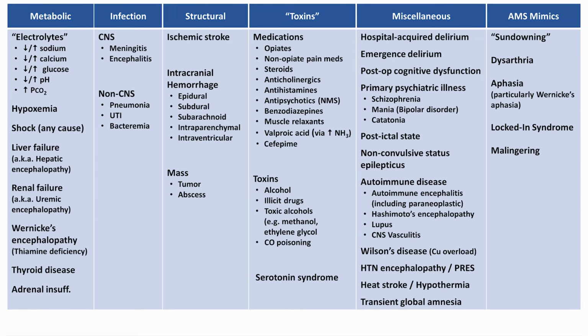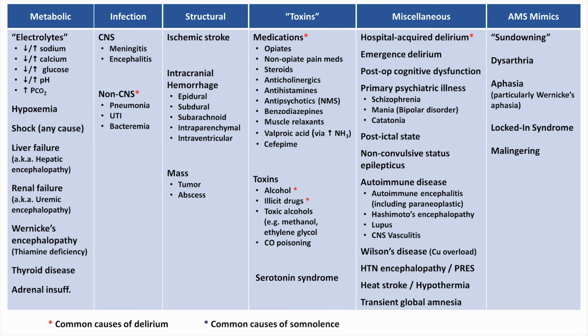When it comes to which of these many etiologies are among the most common, as previously mentioned, it depends on which subtype of alteration we're considering. Among hospitalized adults in the US, common causes of delirium are non-CNS infections, a large variety of medications, alcohol withdrawal, various illicit drugs, and hospital-acquired delirium. Common causes of somnolence are hyperglycemia, hypercapnia, shock, liver failure, intracranial hemorrhage, opiates, alcohol intoxication, and various illicit drugs. And common causes of agitation and psychosis are hypoxemia, steroids, alcohol withdrawal, various illicit drugs, schizophrenia, and mania.